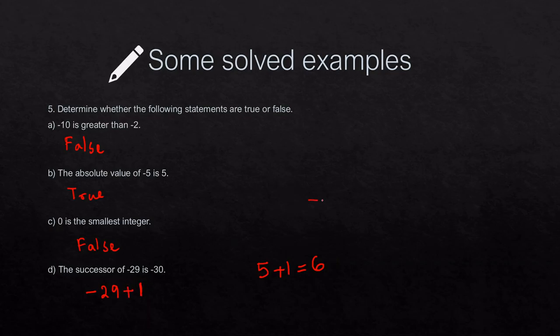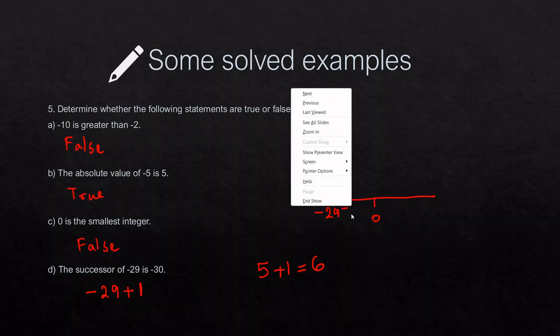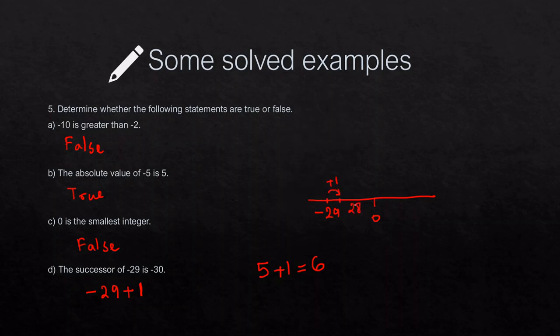So adding 1 means what? On the number line, if this is minus 29, adding 1 means you jump towards this side, plus 1. So you get minus 28. So you don't get minus 30. Minus 29 plus 1, you get minus 28. So the statement that the successor of minus 29 is minus 30 is a false statement.